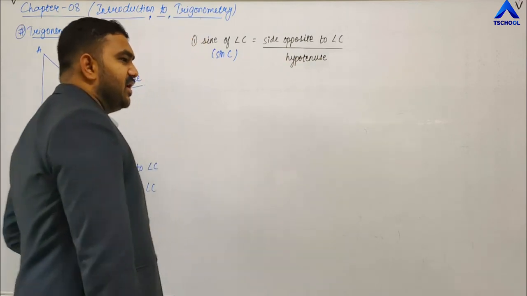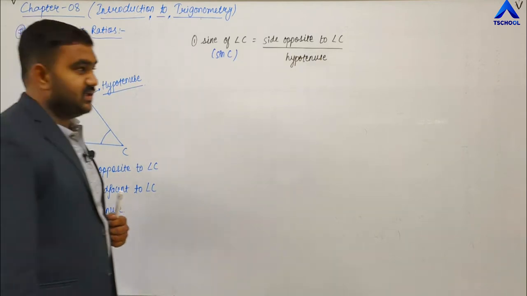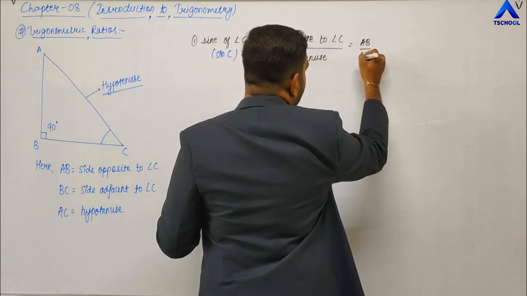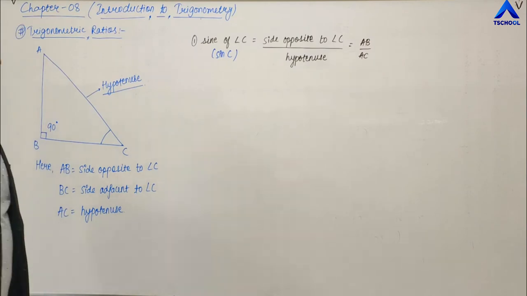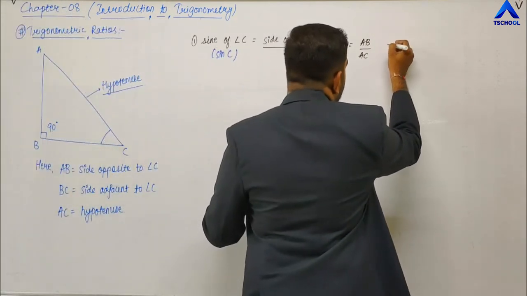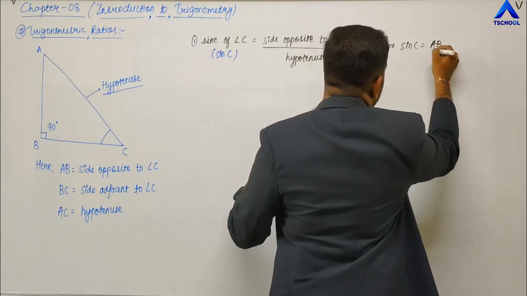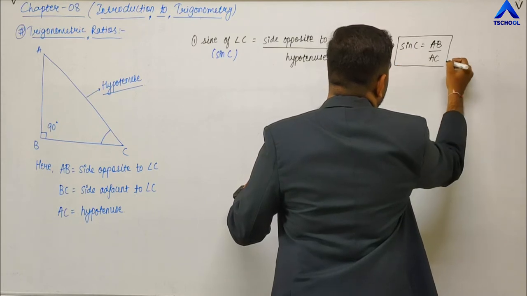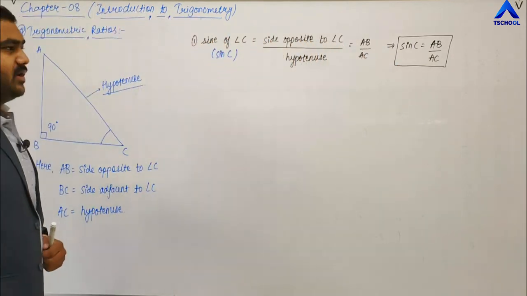So what is the side opposite to angle C? AB. And what is the hypotenuse? AC. So this is given as AB upon AC, right? That is the trigonometric ratio for sine C. So basically, friends, sine C equals AB upon AC, right? Sine C equals AB upon AC.